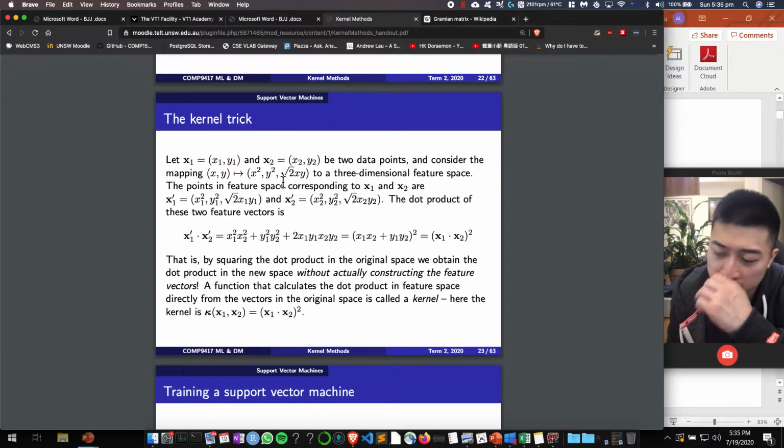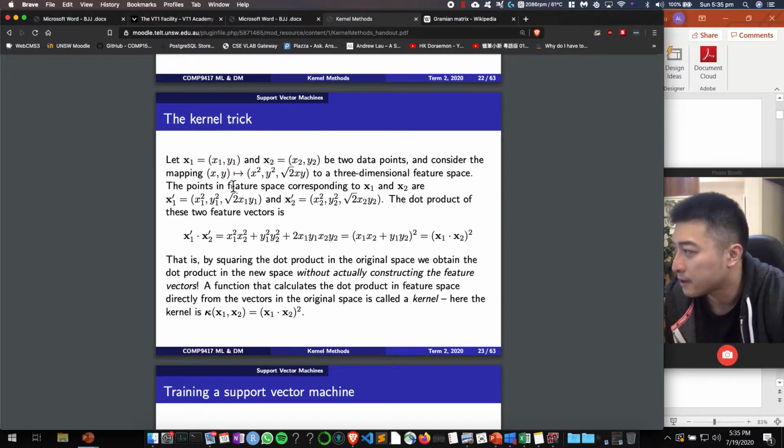Okay, so let me repeat that. So you have some mapping from R2 to R3. If you have a function which tells you the dot product of, you map it to R3 and you get the dot product, then you can basically skip mapping it to R3 and then calculate the dot product. The function will tell you directly, right?